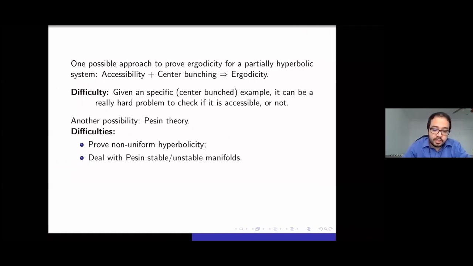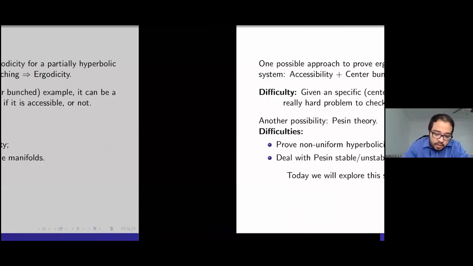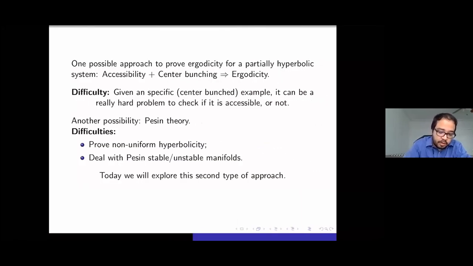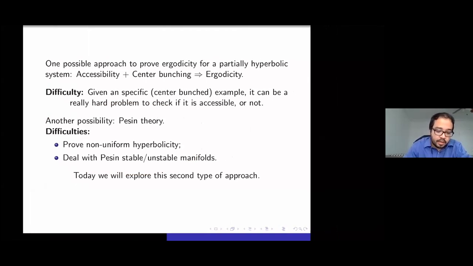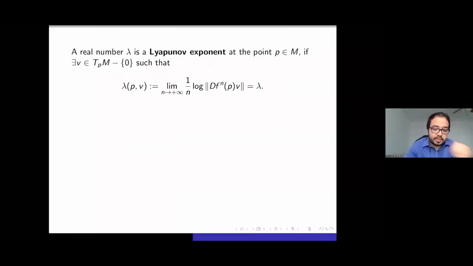But it's another possible strategy, and the idea of today is to explore this second type of strategy. Let's see how we can look at Pesin theory and find ergodicity for a certain class of examples. Let me first define what Lyapunov exponents are, then I'm going to introduce the example, and then I'm going to talk a little bit more about Pesin theory.